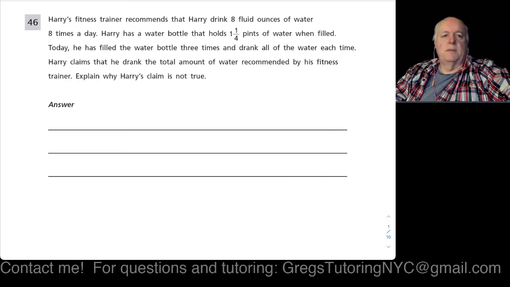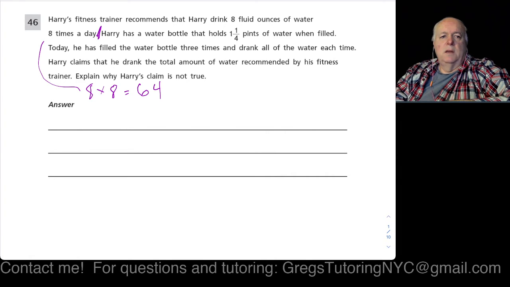Okay, our first problem is Harry's fitness trainer recommends that Harry drinks 8 fluid ounces of water 8 times a day. So this must mean 8 times 8 equals 64. So again, you guys need to know your multiplication table.